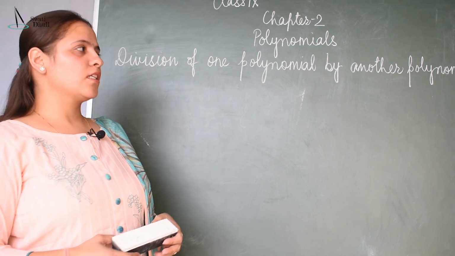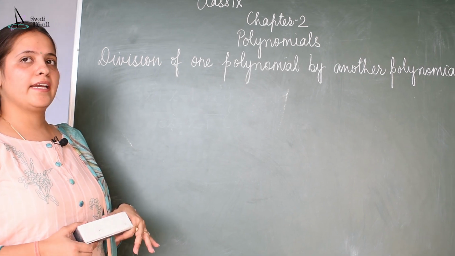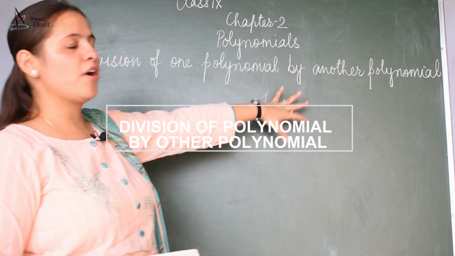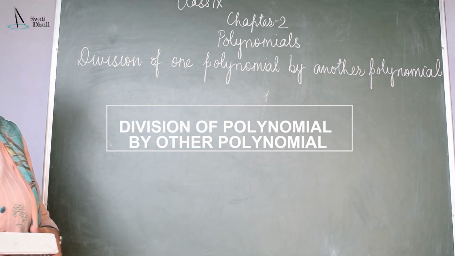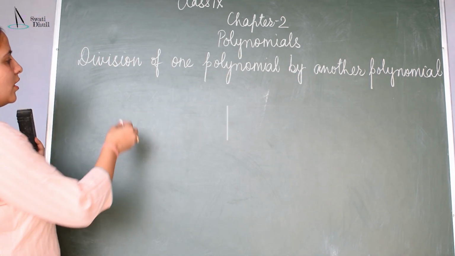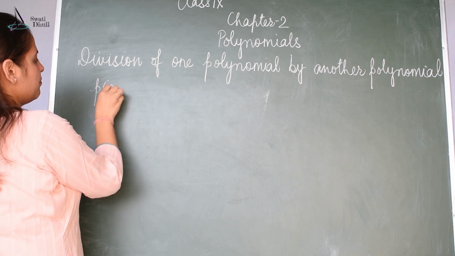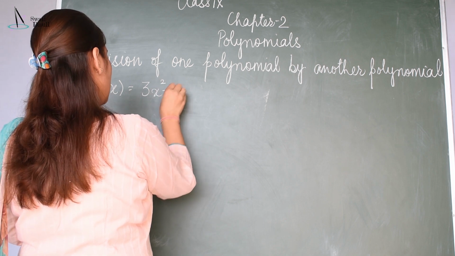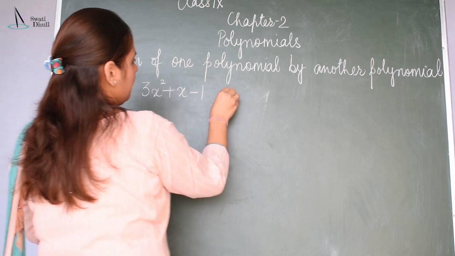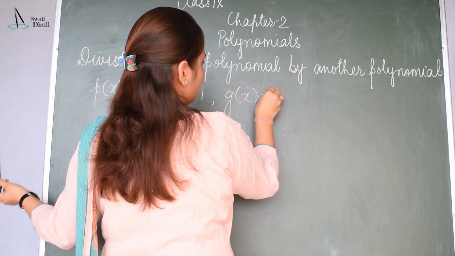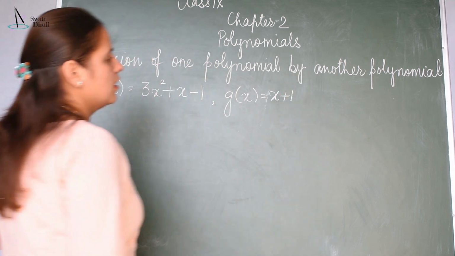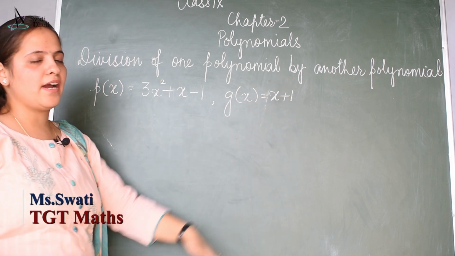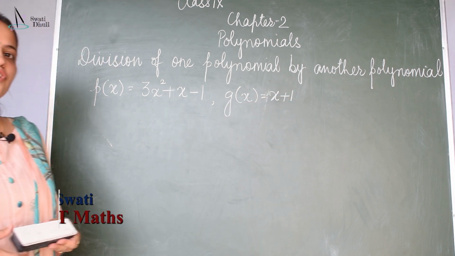Today I am going to discuss with you all how to divide one polynomial by another polynomial, which is a very important topic in chapter 2 polynomials of class 9. So let us take an example. Let's say p(x) is equal to 3x square plus x minus 1 and g(x) is equal to x plus 1. Now you have to divide this p(x) by g(x) and you have to find the remainder as well as quotient.